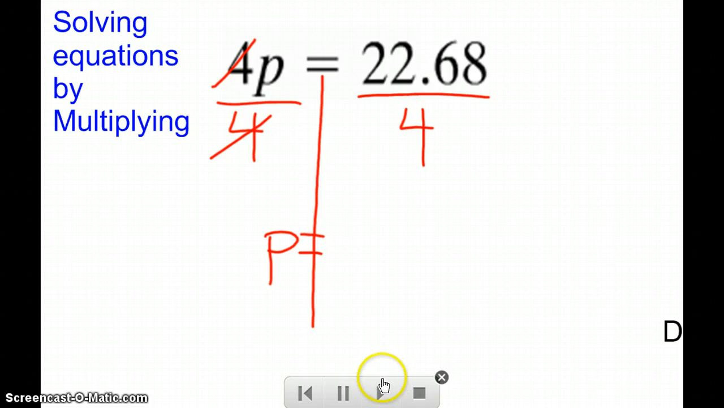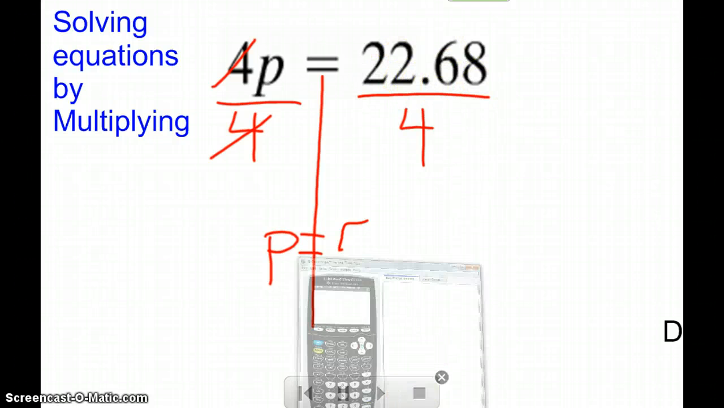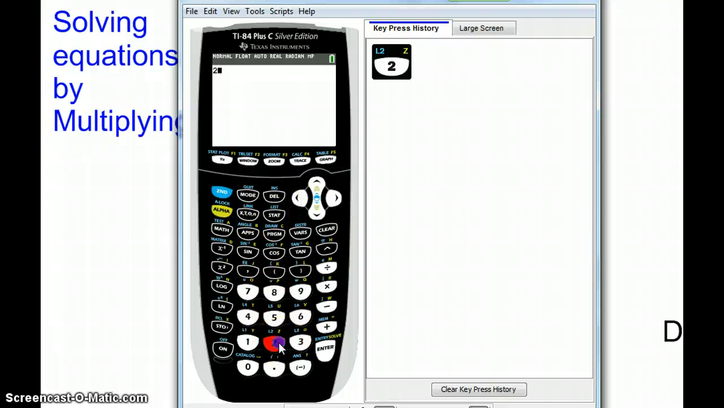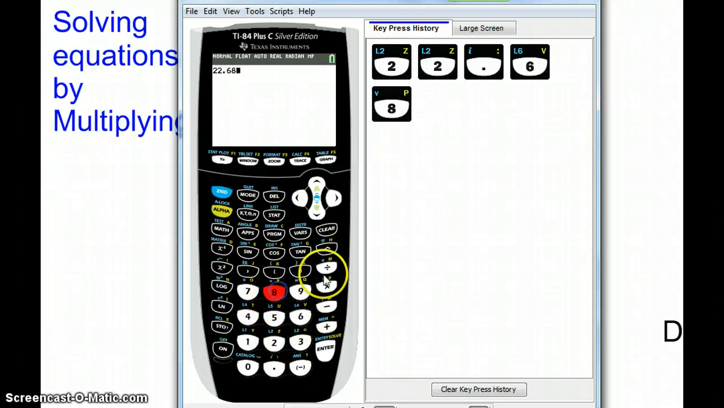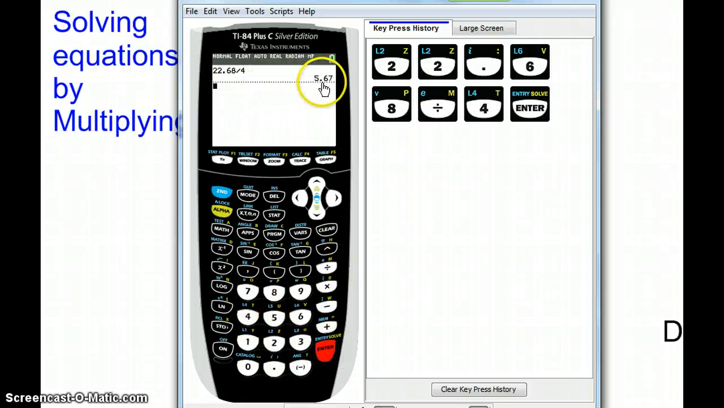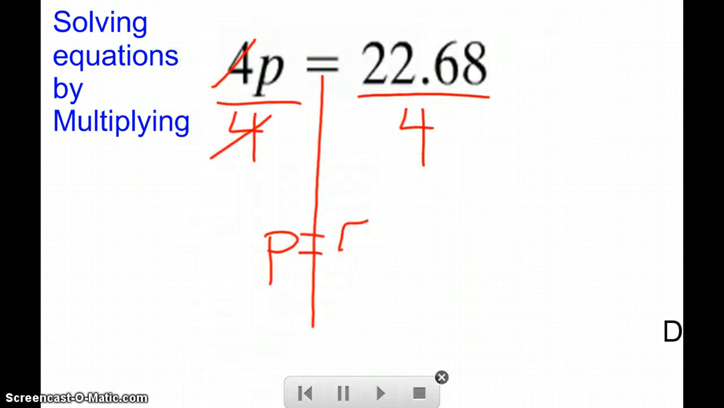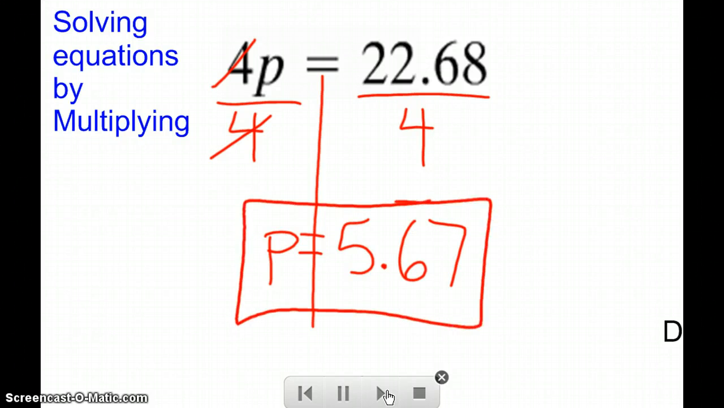And if you go to your calculator, 22.68 divided by 4 and hit enter, we get 5.67. So 5.67, and that is our solution for this equation.